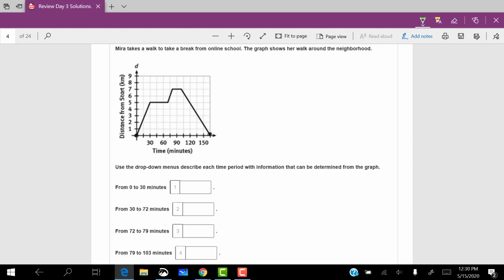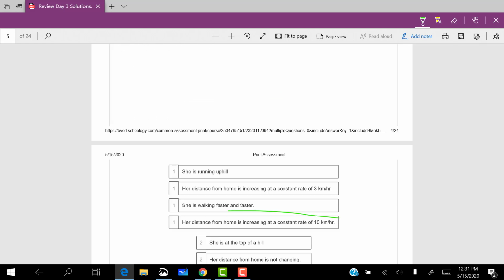Here we've got one of these graphs that's a walk around the neighborhood, it seems like. So notice on this axis, we have distance from the start, so distance from the house, and the time in minutes. From 0 to 30 minutes, the distance is going up at a steady rate. How fast is it going up? Well, it's going up 5 kilometers in 30 minutes. So that we could write as 10 kilometers in 1 hour. So from 0 to 30, her distance is increasing at a constant rate of 10 kilometers per hour.